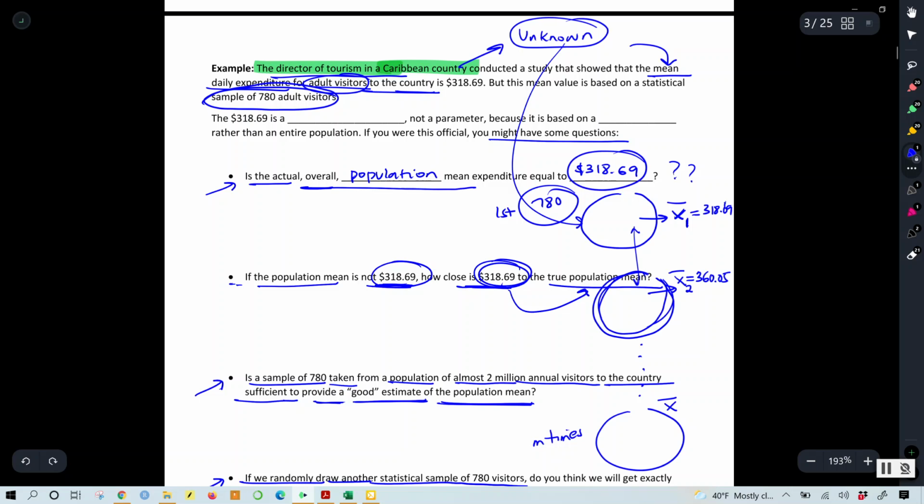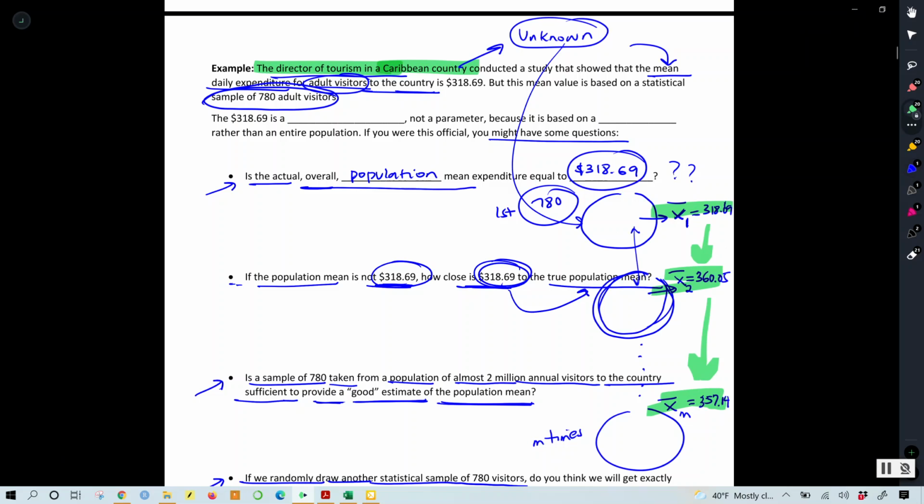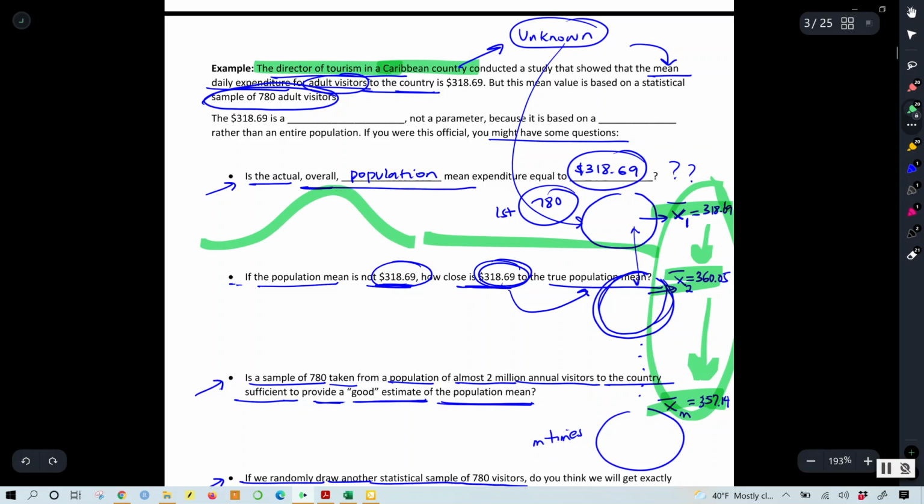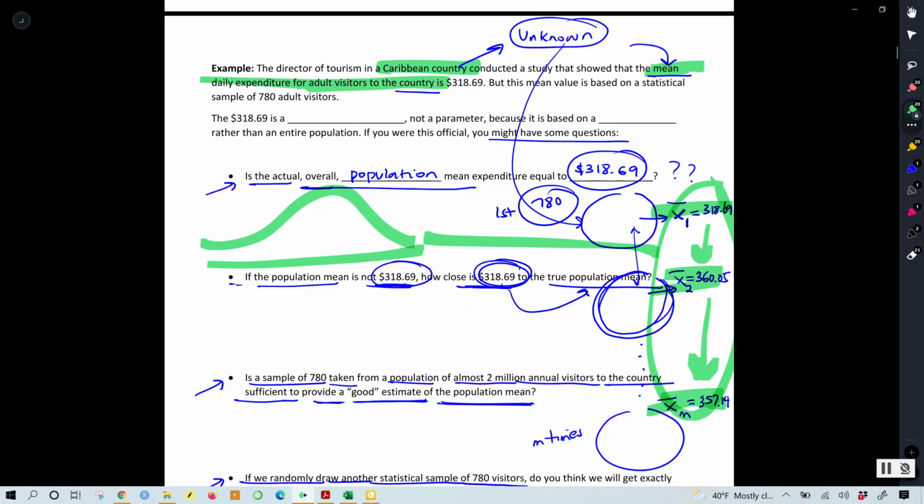So that means I will have X bar the mth time. Let's say the last one was about $357.14. Now, what I'm going to do is, with this repeated sampling process, I'm going to generate repeated possible averages. Then I might decide to construct a histogram of all of these possible values. That histogram will represent the sampling distribution of all the average daily expenditure of adult visitors to the country. This is what this topic is all about.